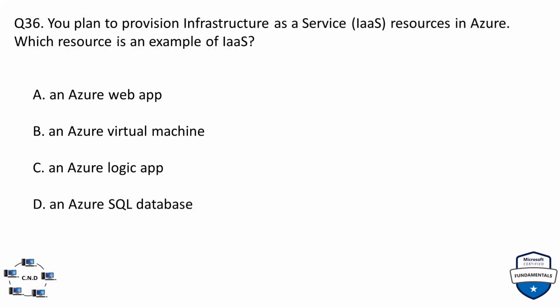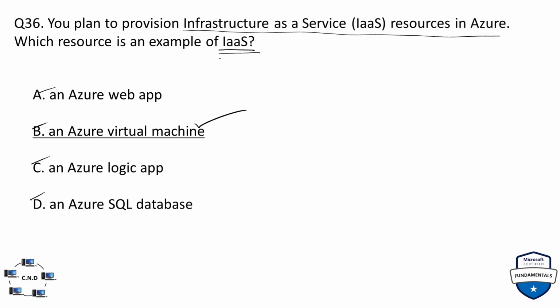Question number 36 is that you plan to provision infrastructure as a service resources in Azure. Which resource is an example of IaaS or infrastructure as a service? And the options are A. An Azure web app, B. An Azure virtual machine, C. An Azure logic app, and D. An Azure SQL database. And the correct option is an Azure virtual machine.